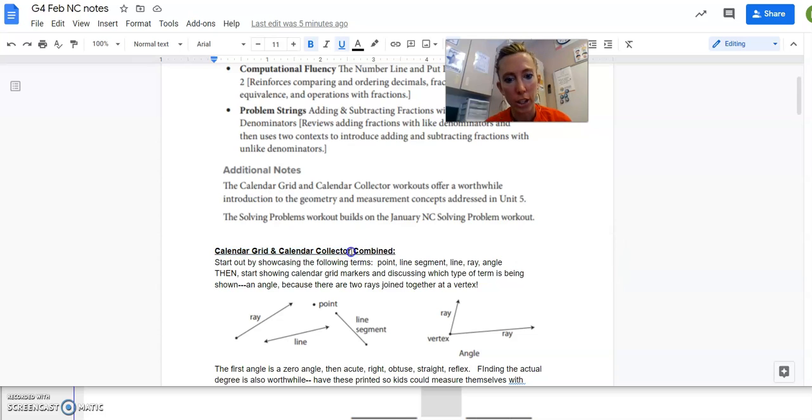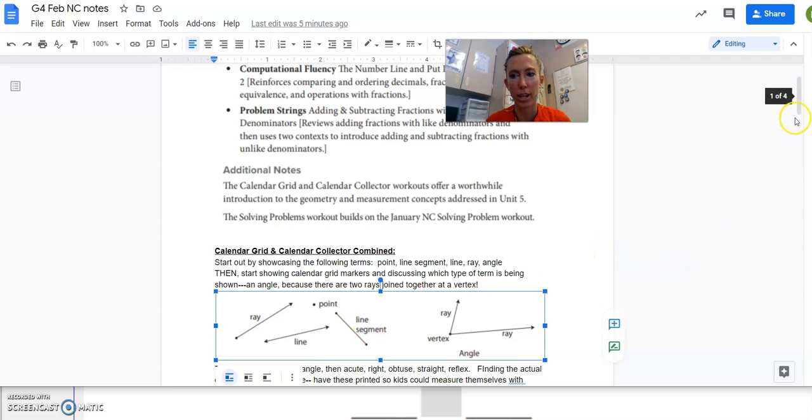The calendar collector is measuring, it has you collecting a certain amount of an angle every day. I would scratch that, not do that. And I would just focus on what's in the calendar grid and insert angle ideas into that. So just check out your calendar every day and showcase the following vocabulary: points, line segment, line, ray, and angle. And then all these down here, okay? And have kids practice drawing them.